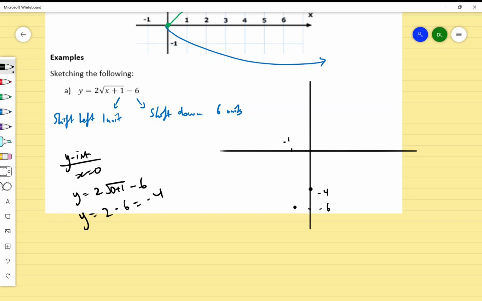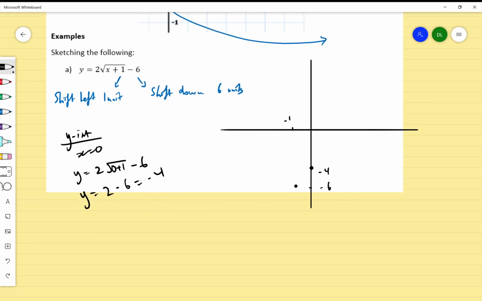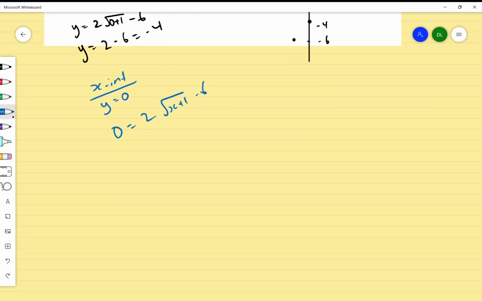I can find my x-intercept as well, where y equals 0. We end up with 0 equals 2 root x plus 1, minus 6. Adding 6 on both sides, we get 6 equals 2 root x plus 1. Dividing both sides by 2 gives me 3 equals the square root of x plus 1.